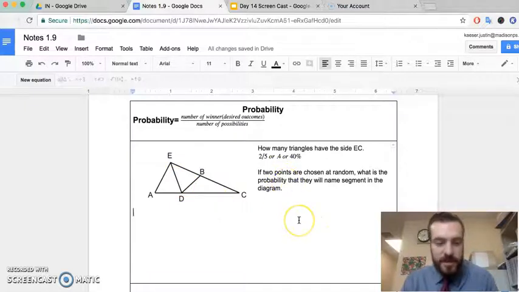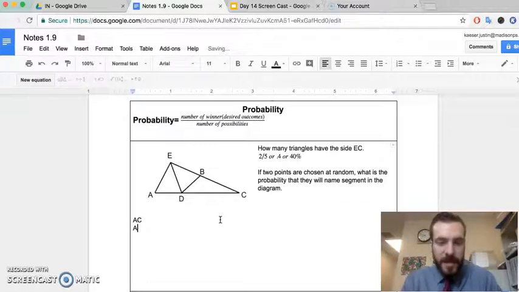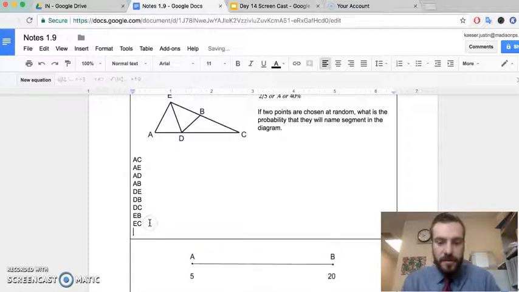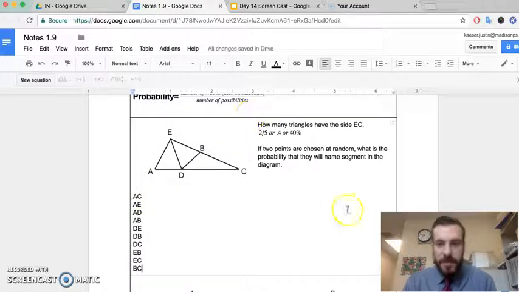So first off, let's start doing our possible outcomes. Let's name all of our different point combinations. So we have AC, AE, AD, AB, DE, DB, DC, EB, EC, and BC. Those are all the different combinations we could have. So let's look at them and see which ones are on our diagram.